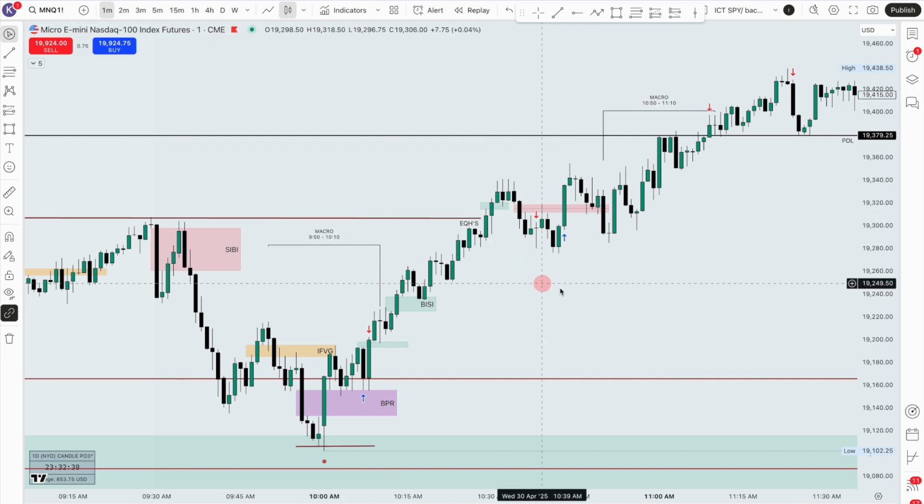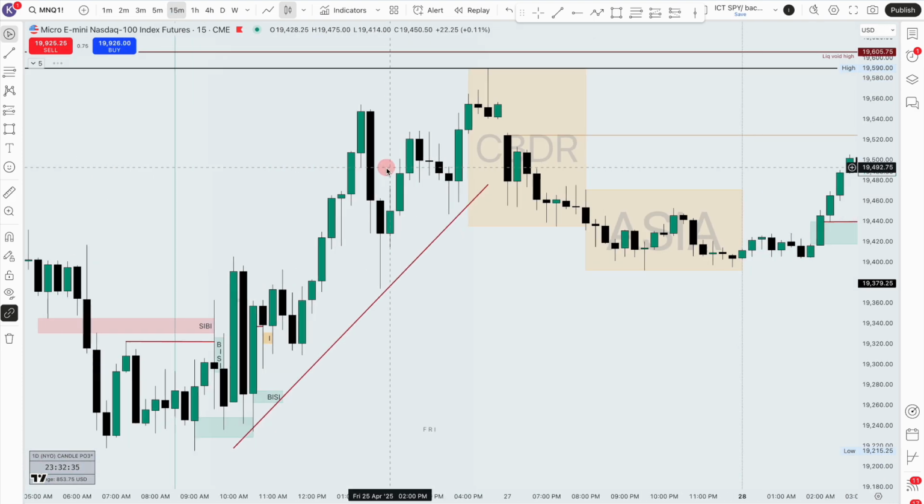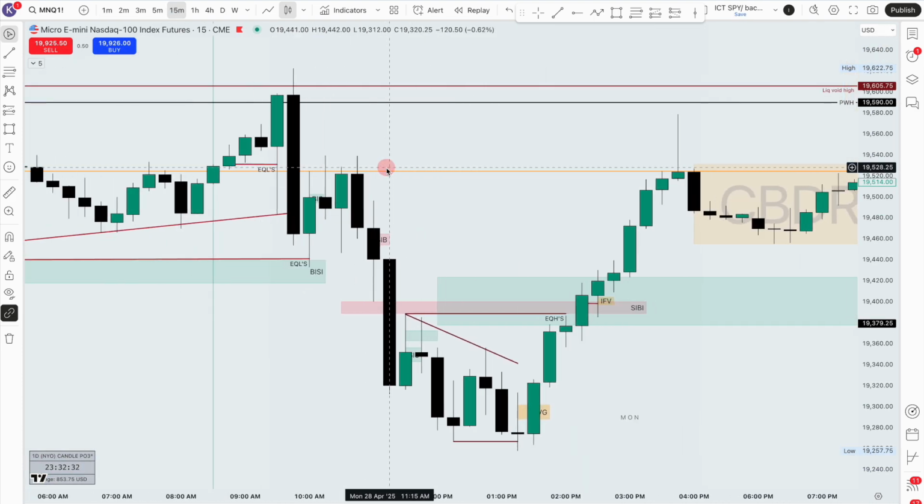And why was I taking a short here? Because of this 15 minute. If you see in the 15 minute, after the equal highs, market left this busy 15 minute fair value gap. I was thinking that market may want to reprice this and then go higher or maybe even lower. So that is why I was trying to take short here, which failed.